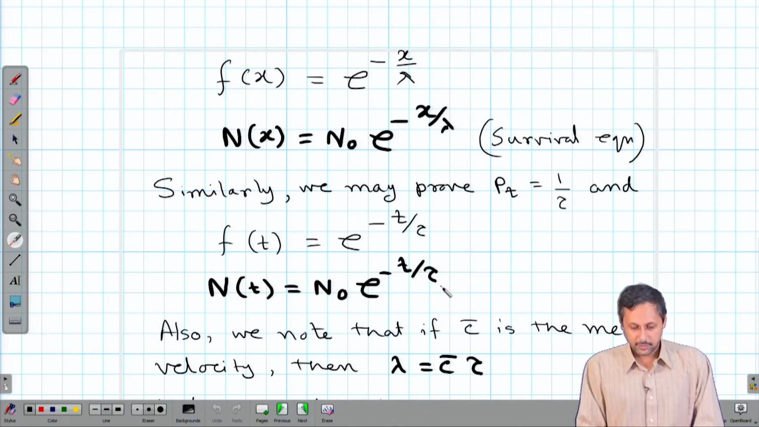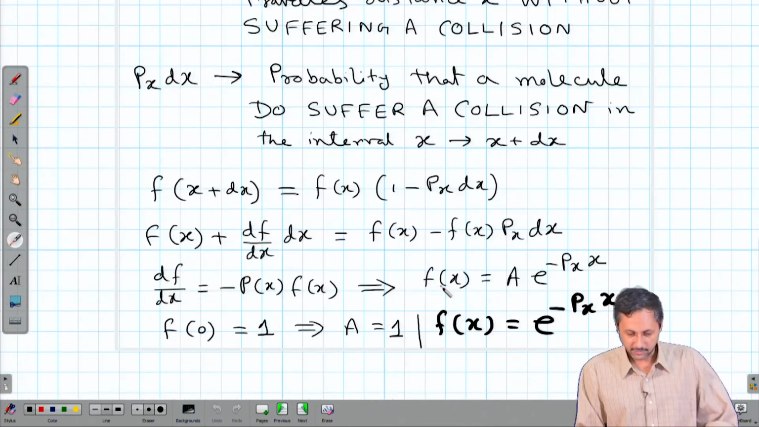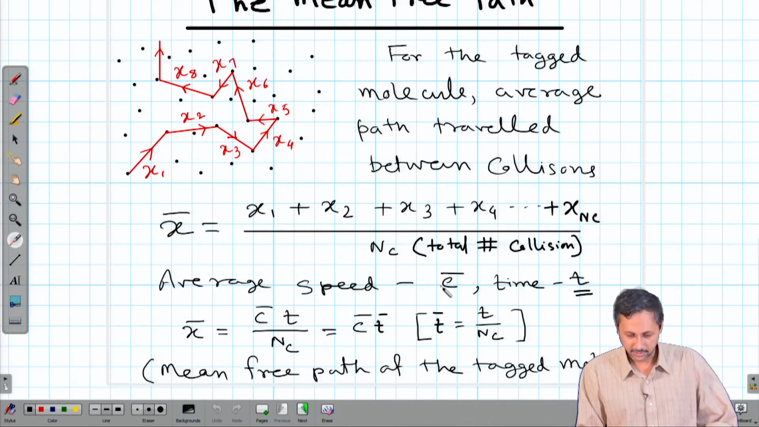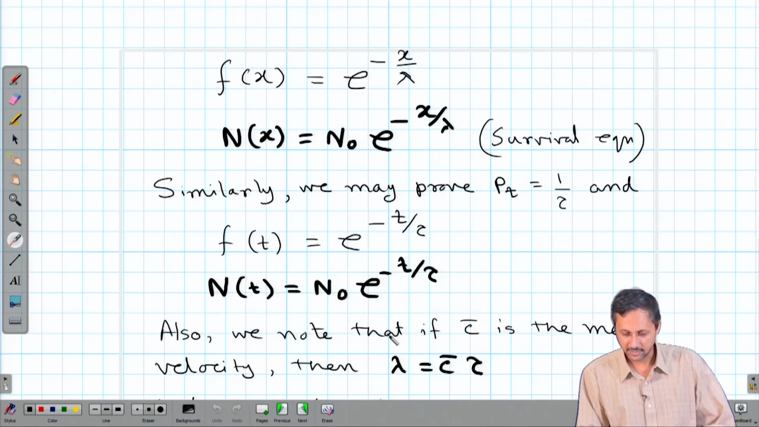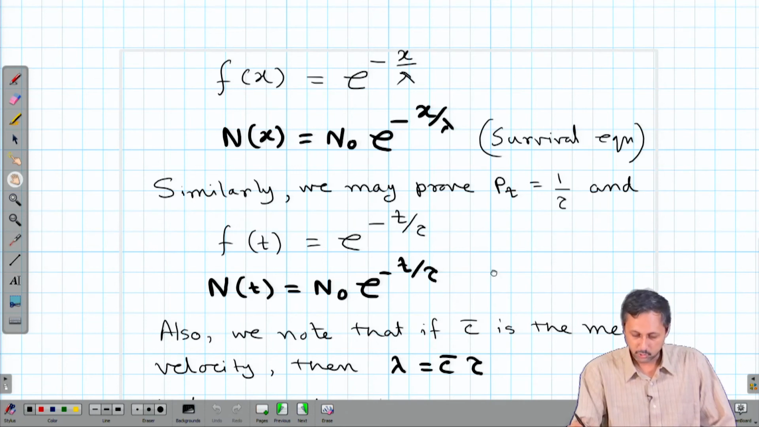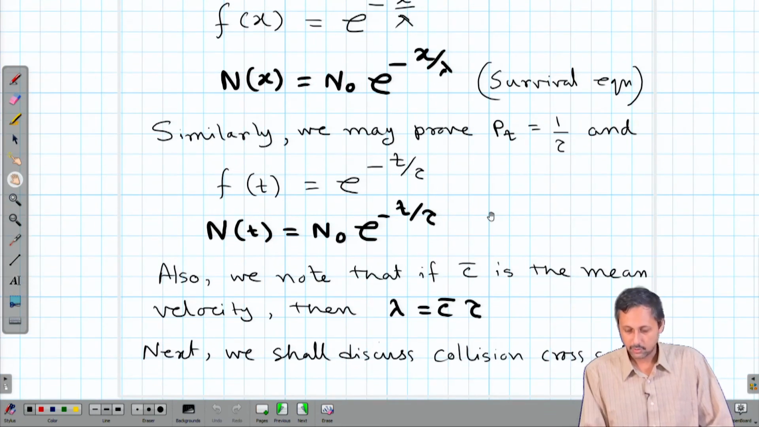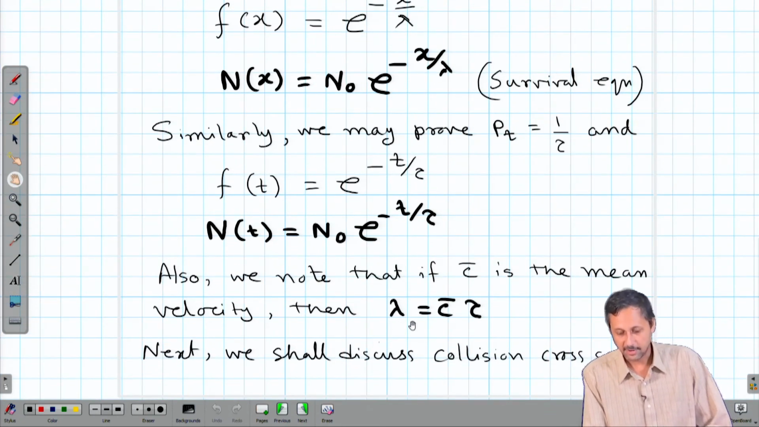Now, let us go back to this relation here. You see x bar is equal to c bar t bar, right. In a similar note, we can say that lambda is equal to c bar tau. So, our job is to determine lambda, but before that let me introduce something, a new parameter called the collision cross section.